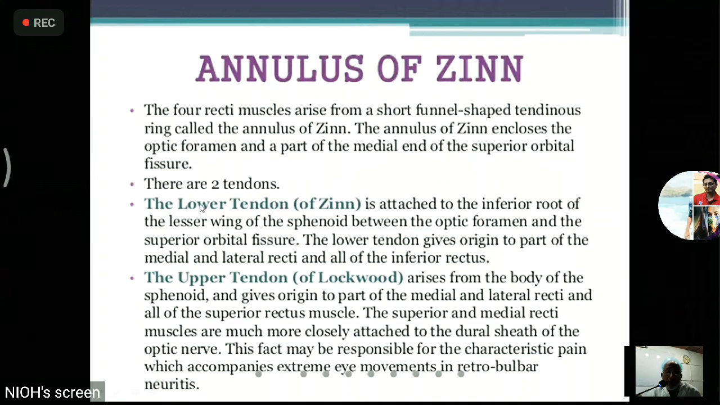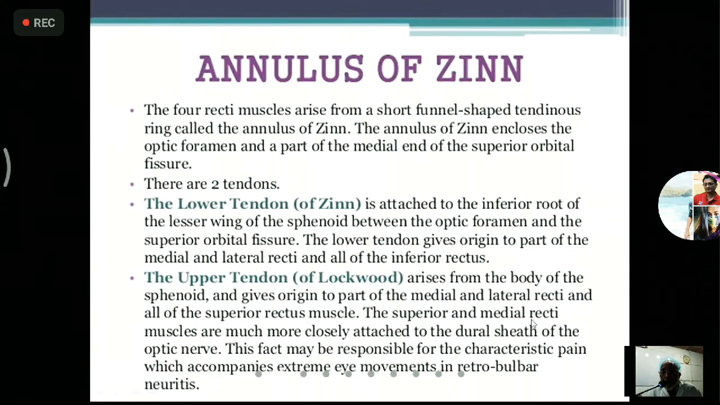There are two tendons, a tendon of the lower part and a tendon of the upper part. It's attached to the inferior root of the lesser wing of the sphenoid bone between the optic foramen and the superior orbital fissure. The lower tendon gives origin to part of the medial and lateral rectus and all of the inferior rectus. The upper tendon arises from the body of the sphenoid bone and gives origin to part of the medial and lateral rectus and all of the superior rectus.